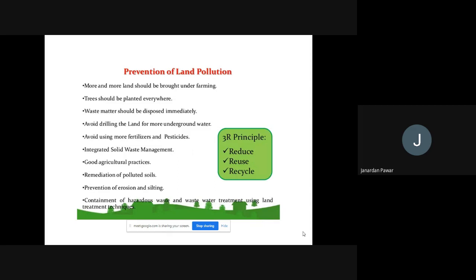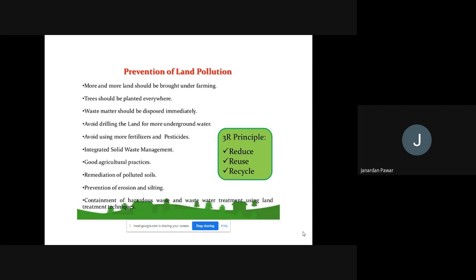How can land pollution be stopped? If you want to stop land from pollution, or protect land from pollution, what sort of preventive measures can be taken? Those we have taken here. By going through these preventive measures, we will be able to understand what sort of precautions are necessary to prevent land from pollution. So here are certain preventive measures. One by one, I will tell you.